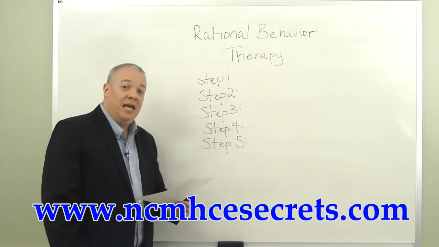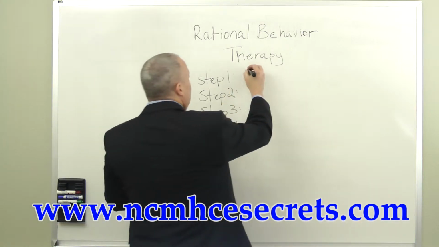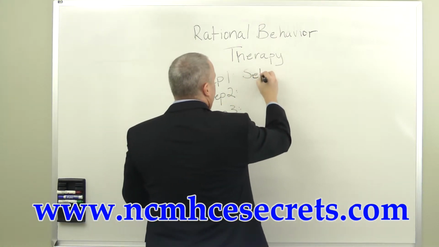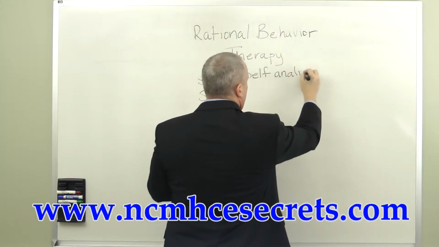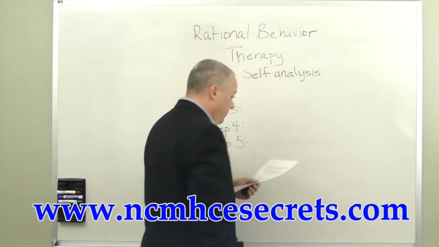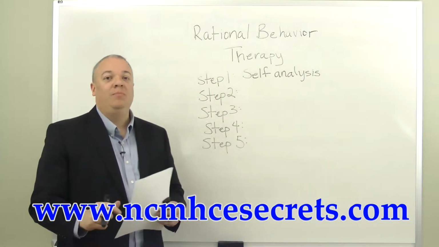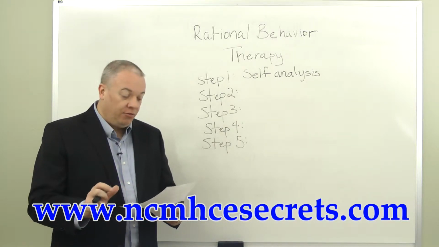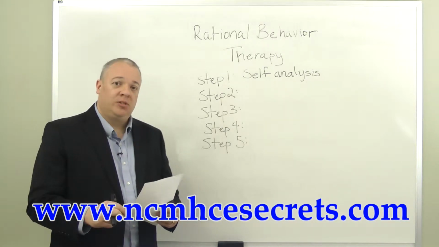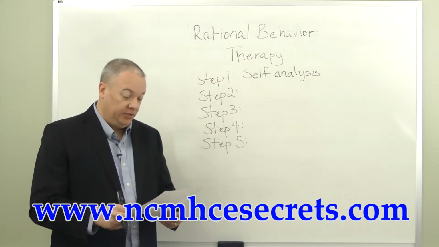So in rational behavior therapy, step 1, the patient is asked to do self-analysis. In this step, the patient is going to gain intellectual insights into what they believe the problem is. So they're just looking to rationally think through what they think the problems are. Not solve them, but just self-analysis. What do I think is wrong intellectually?